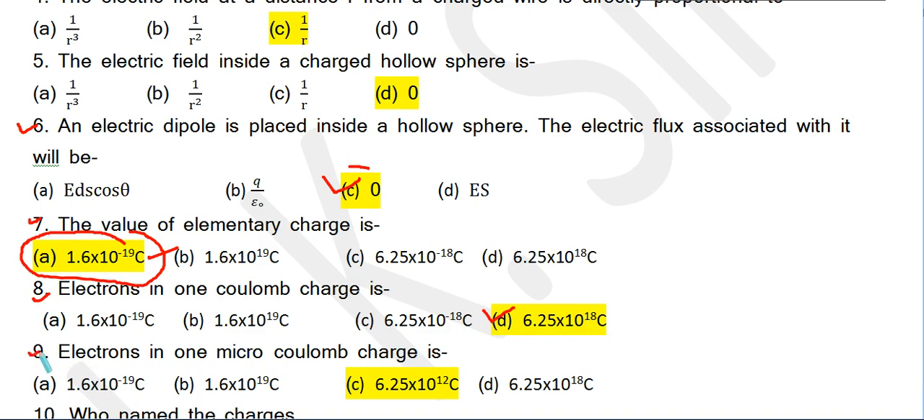Question number 9. Electrons in 1 microcoulomb charge is 6.25 into 10 to power 12. Here the power is 12 and there the power is 18 because this is the microcoulomb. It means 10 to power minus 6 is multiplied to it, which converts 10 to power 18 into 10 to power 12.